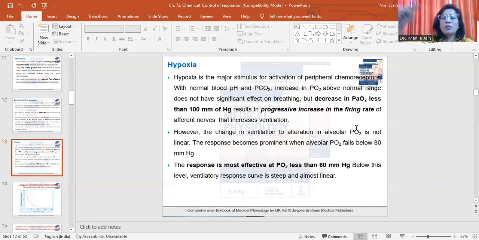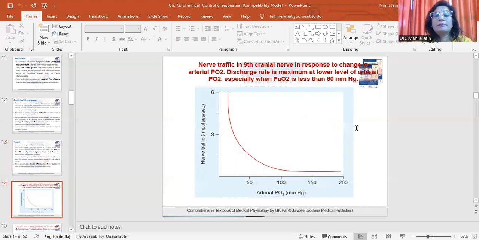Okay? So the response is most effective at PO2 less than 60 millimeter of mercury, and at this level the ventilatory response curve is steep. This you have to remember. Okay? So nerve traffic, impulse, arterial PO2 being 50, 60 steep, 100 and 150, we don't get a linear curve, okay?